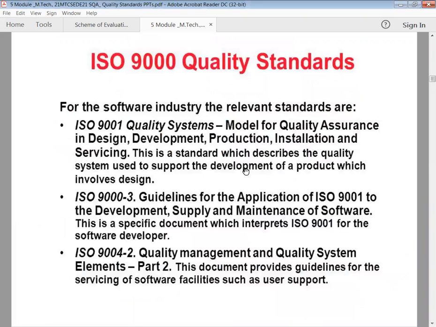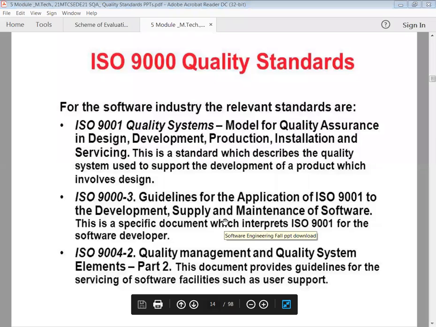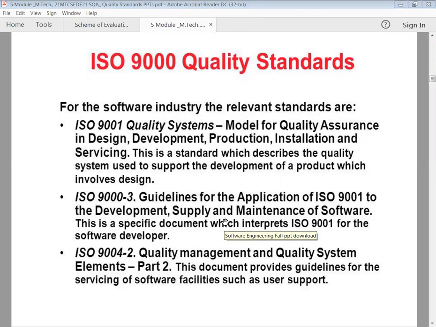So if you take the ISO 9000 quality standards for the software quality industry, the relevant standards with respect to the software industry, the ones more adaptable to it, are the ISO 9001 quality systems. This particular standard gives you a model for quality assurance, design, development, production, installation, and servicing.